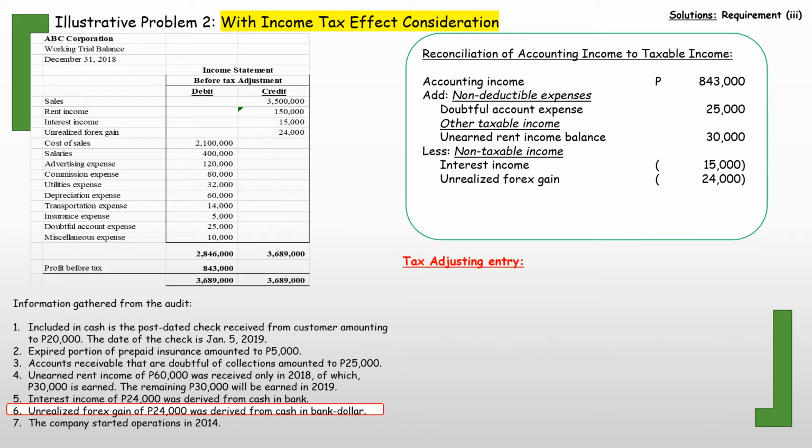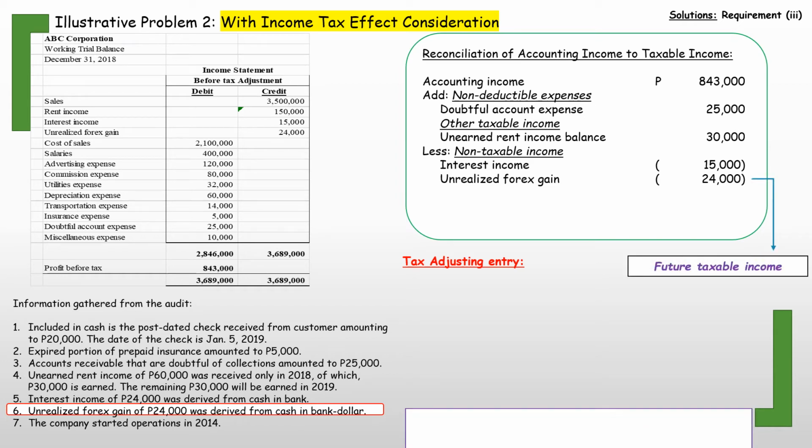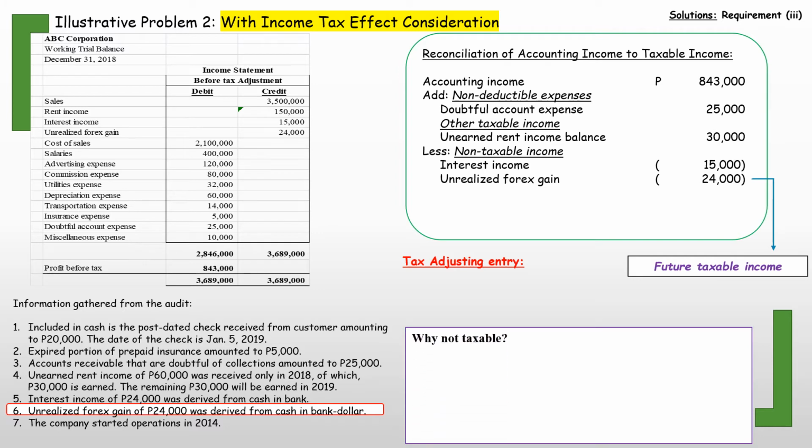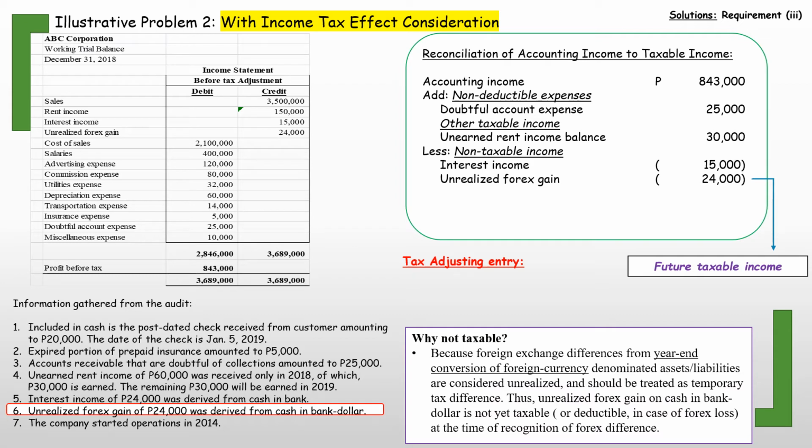Next is the unrealized forex gain. This item is a future taxable income. But why is it not taxable at the time of recognition? Because foreign exchange differences from year-end conversion of foreign currency denominated assets and liabilities are considered unrealized and should be treated as temporary tax difference.